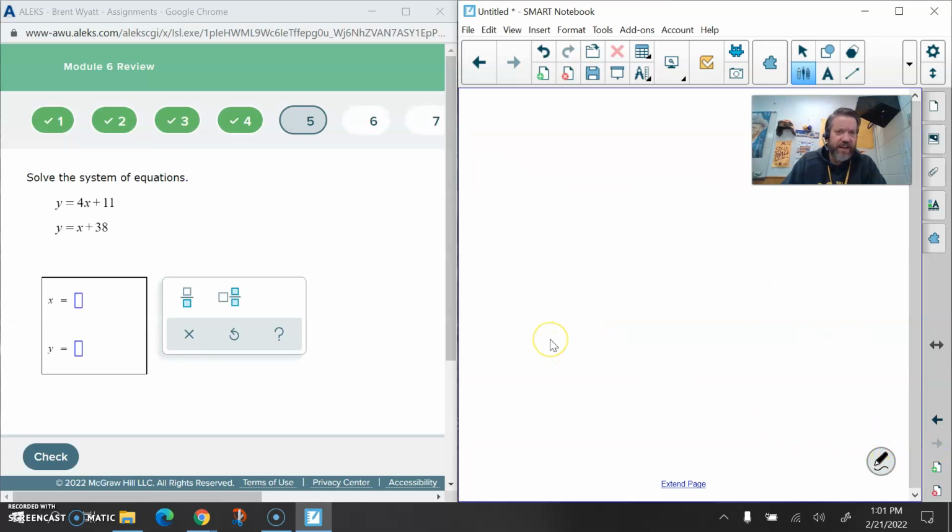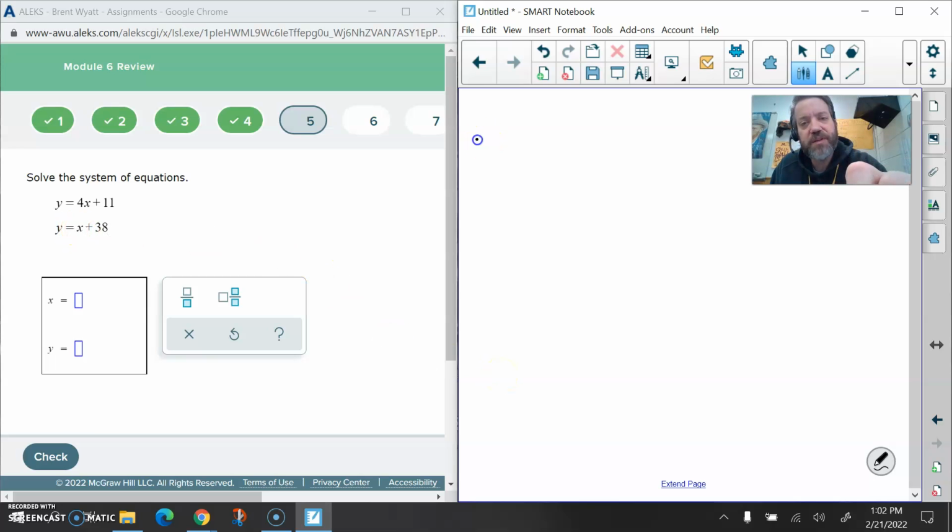5 is just like number 4. This time, though, we have y equals 4x plus 11, and then y equals x plus 38. There is actually a 1 in front of the x here. Don't forget about that. Since these both equal y, they have to equal each other. And let's put 4x on the left since it has the larger coefficient. 4 is larger than 1.